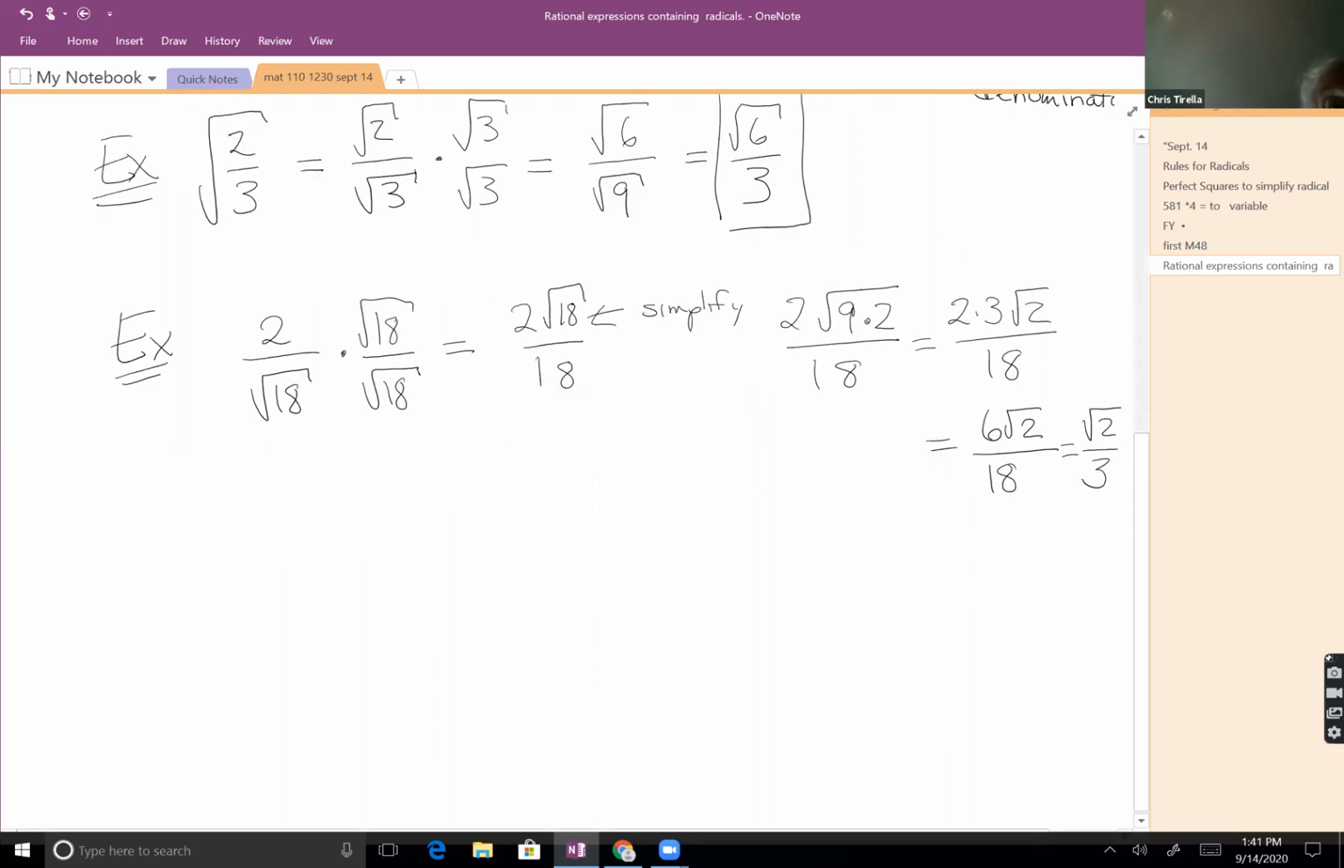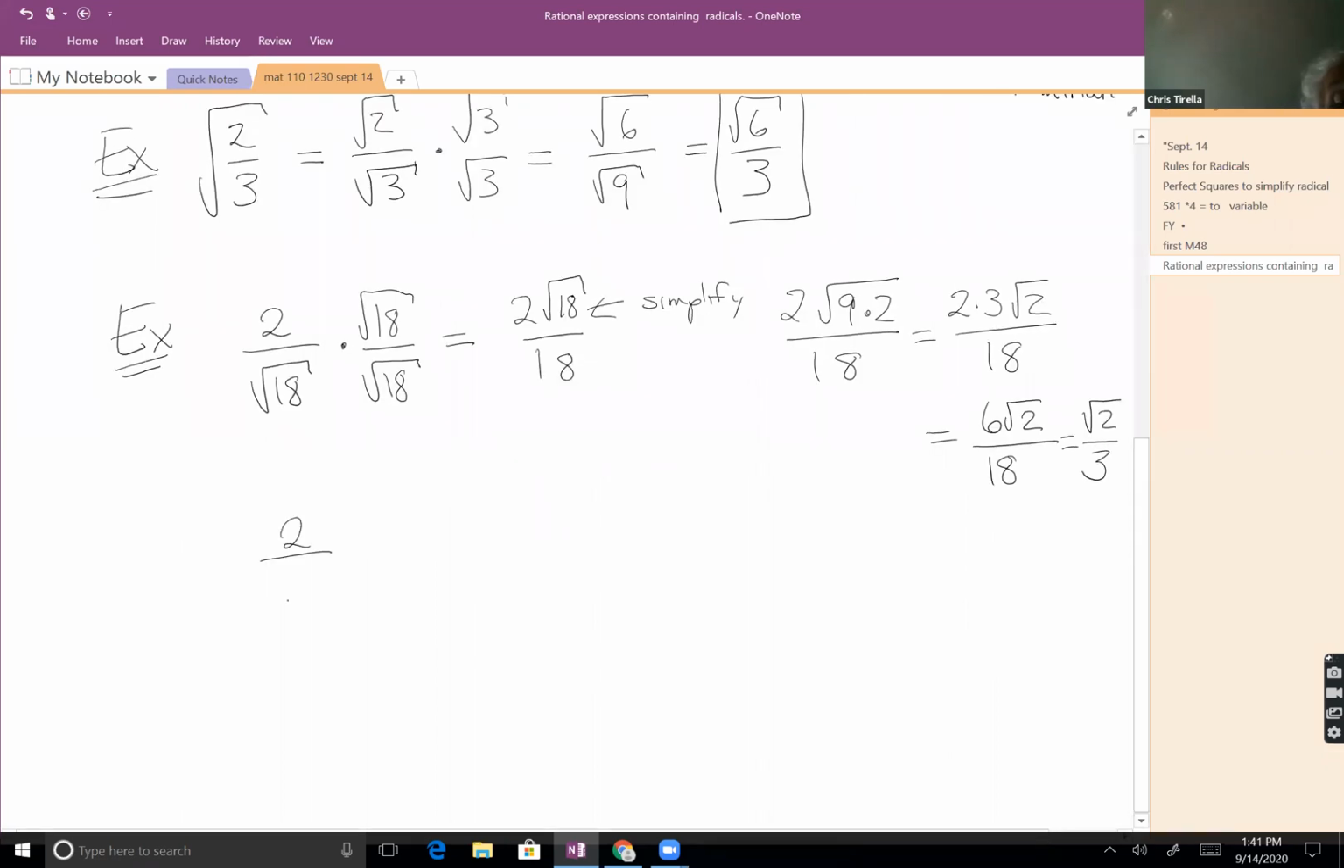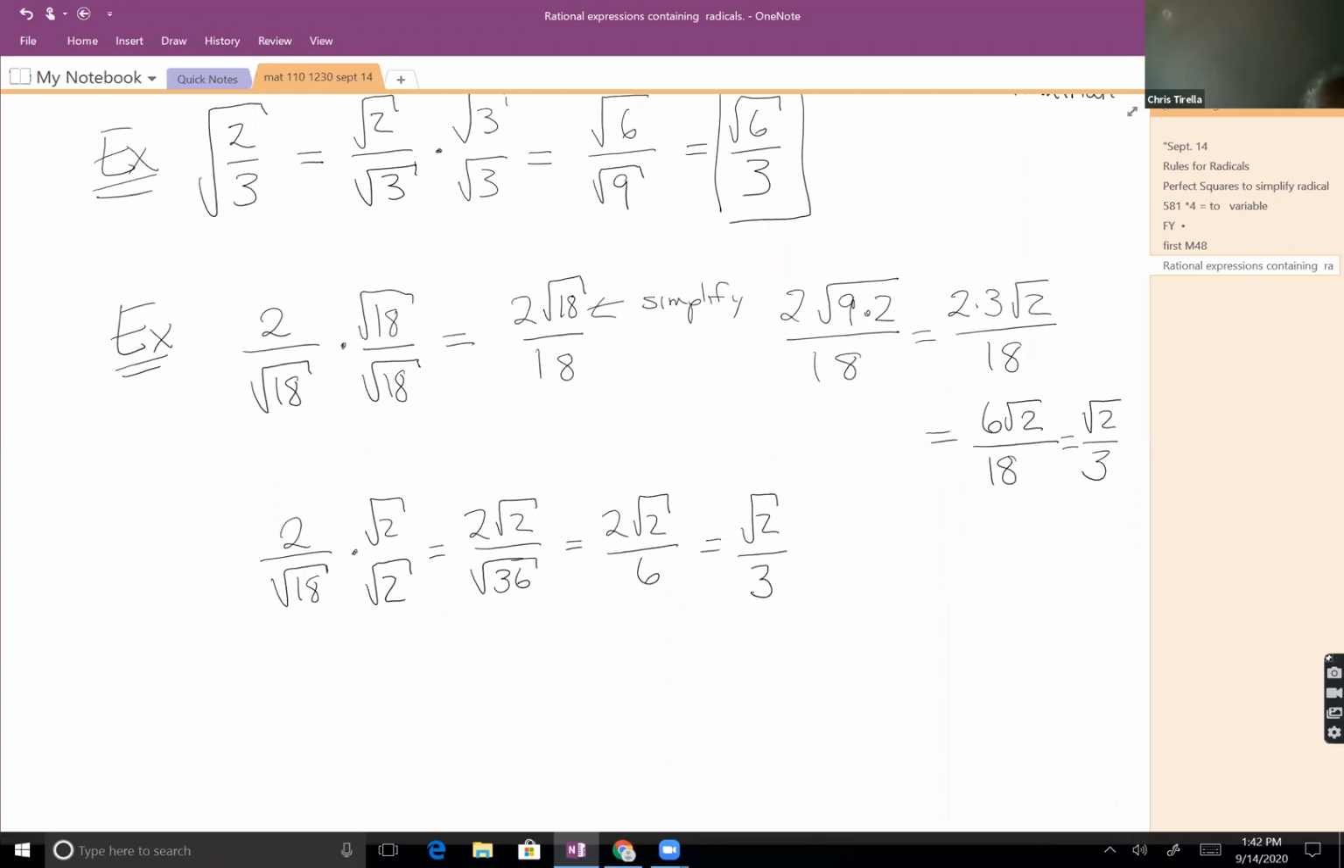However, instead, with that 2 over radical 18, if you can recognize it, if I take that 18 and multiply it by 2, that gives me 2 radical 2 over radical 36. And you see how it gives me smaller numbers to work with? And it eventually takes me to the same place. Both end up in the same place.